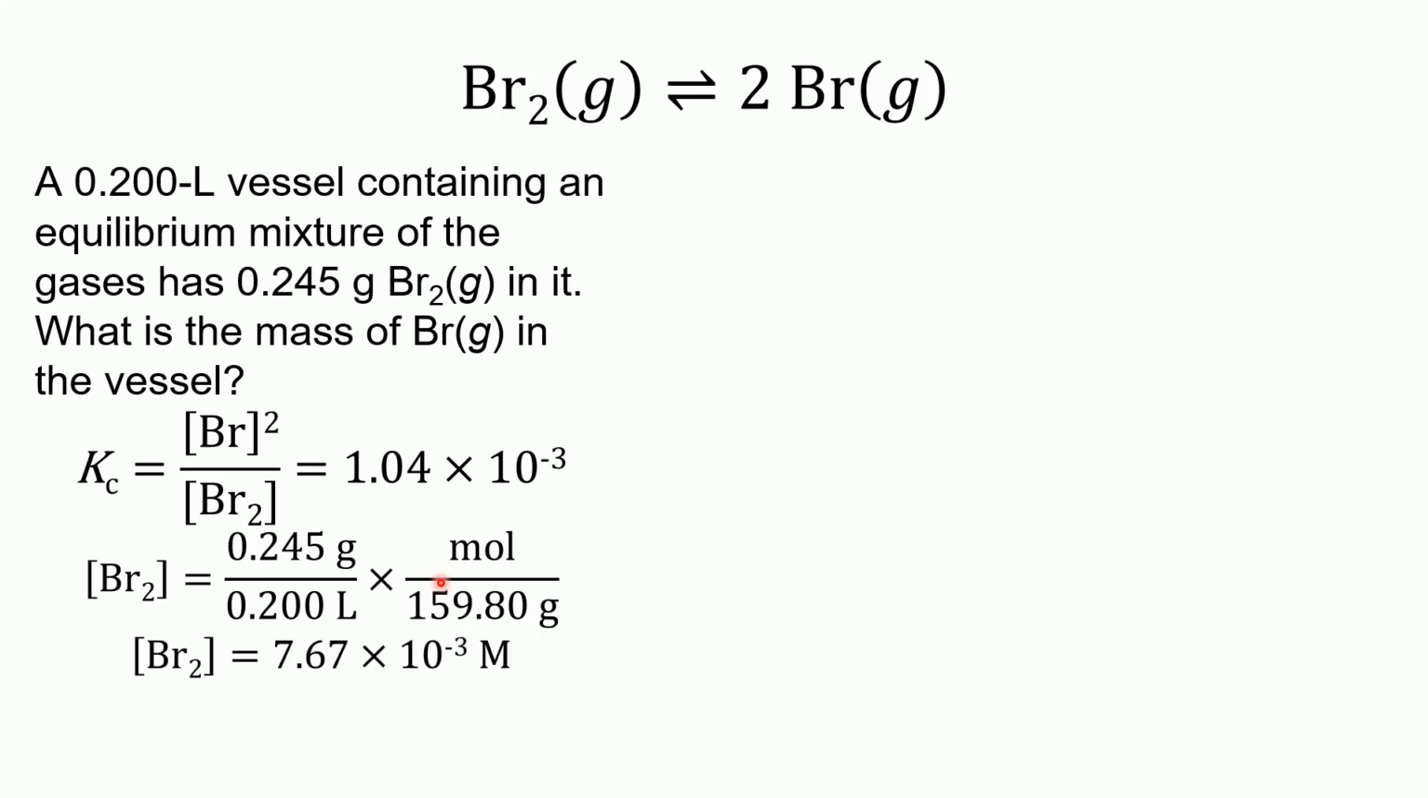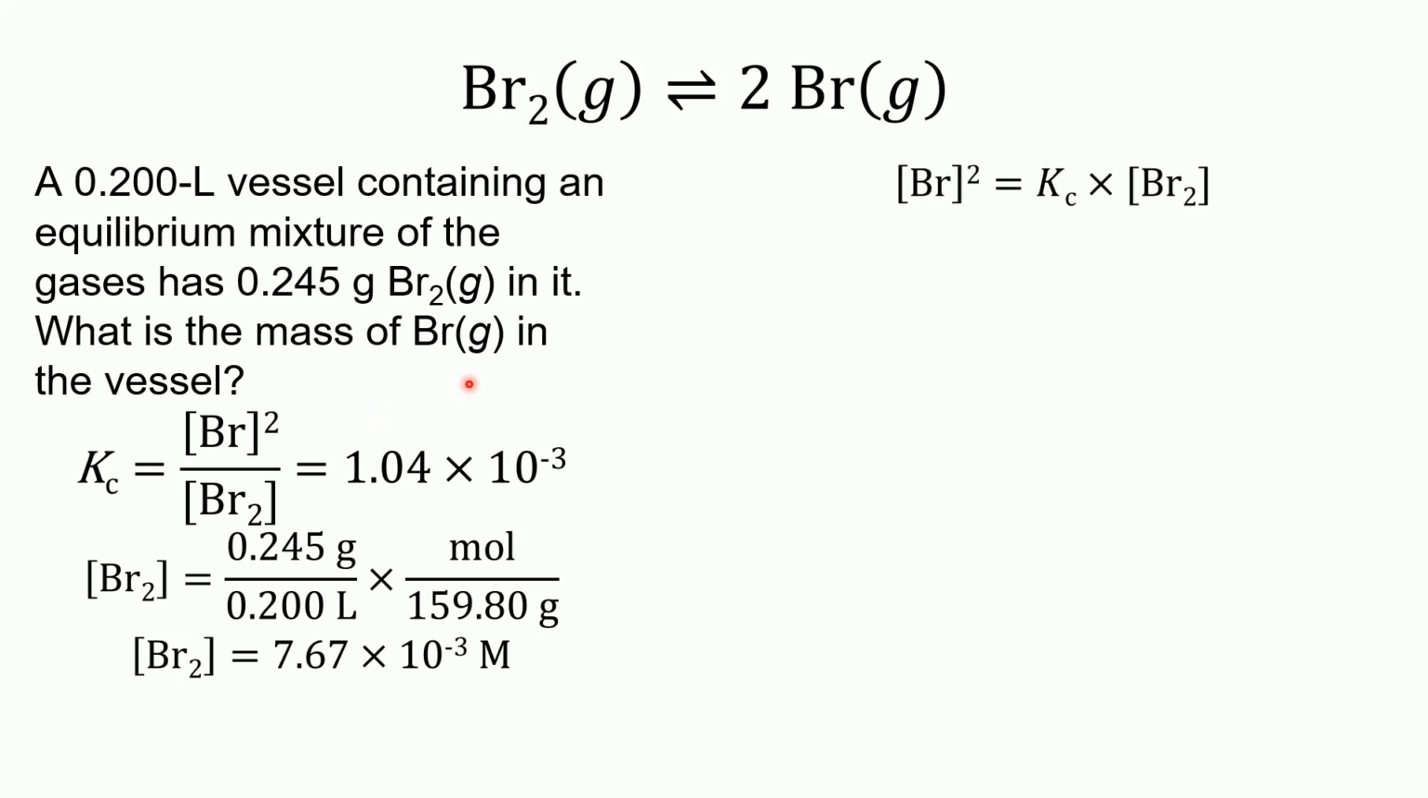When we do that, we're going to end up with a concentration of Br2 equal to 7.67 times 10 to the negative 3. So that will be our concentration of Br2. Well, now that we have that, we can put that back into the equation and solve for the concentration of Br.